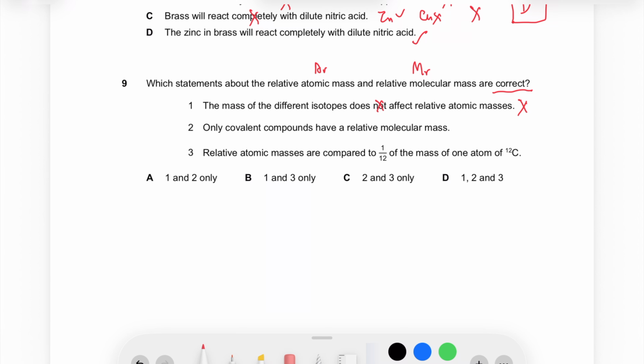Okay, number 2. Only covalent compounds have a relative molecular mass. That is true. Okay, for covalent you'll get molecular. If it's ionic, it will be relative formula mass. Okay, and if it's an element, it will be relative atomic mass. Okay, so yeah, different names. So statement 2 is true. Statement 3, relative atomic mass is compared to 1/12 of the mass of one carbon-12 atom. Okay, that is true as well. So answer will be C, 2 and 3. So this is under mole, this whole question.